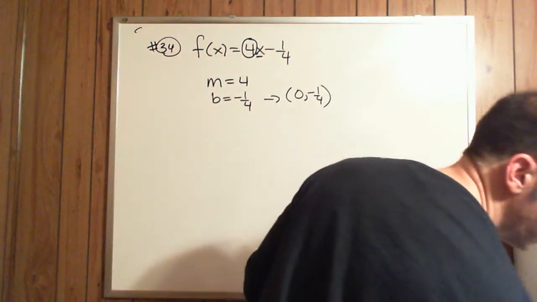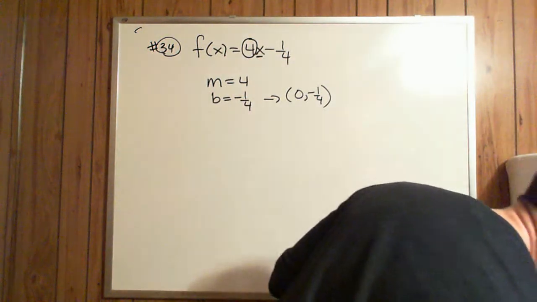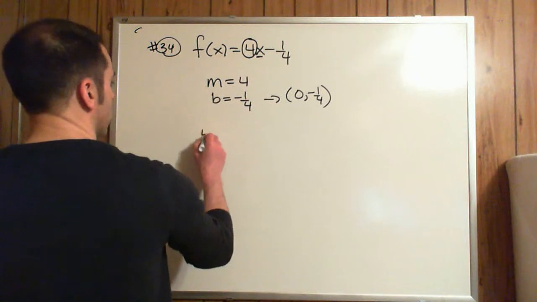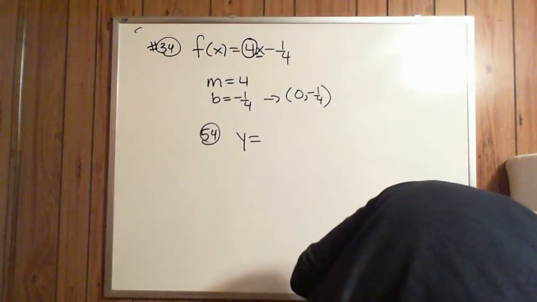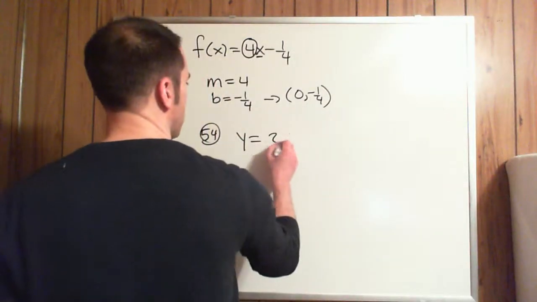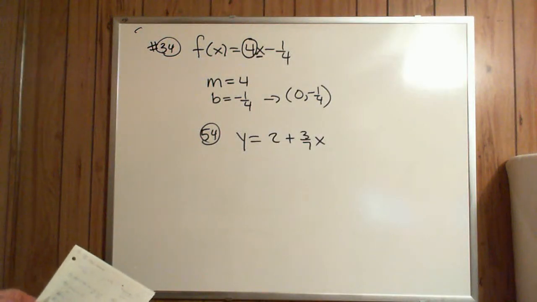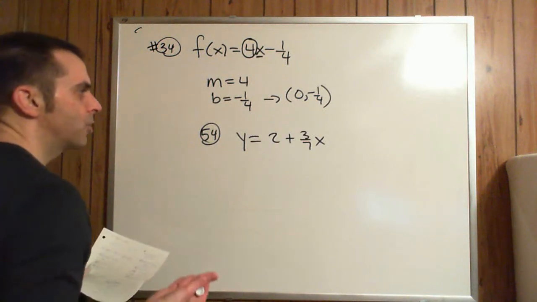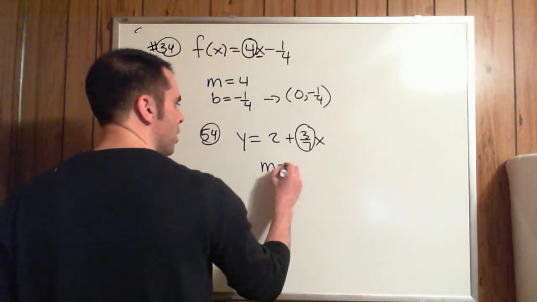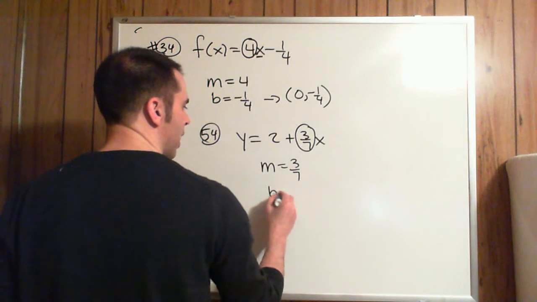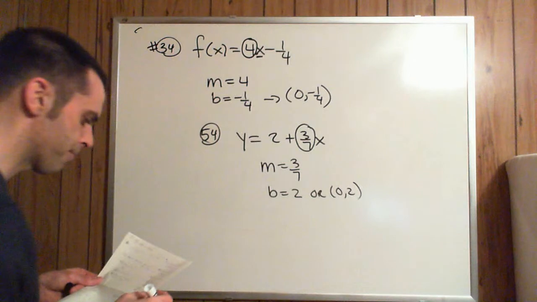Number 54, we have the equation y equals 2 plus 3/7 x. Once again, it's solved for y, so you can very easily identify the slope and the y-intercept. The slope is the coefficient of the x term, so the slope is 3/7, and your y-intercept is 2, or as an ordered pair, (0, 2).